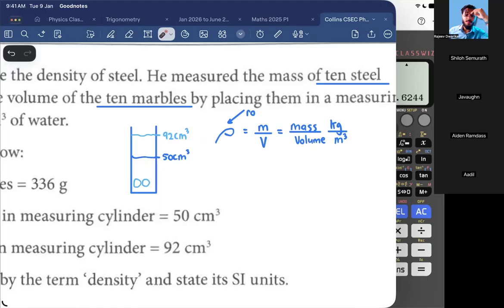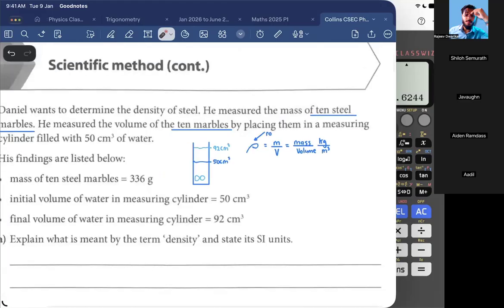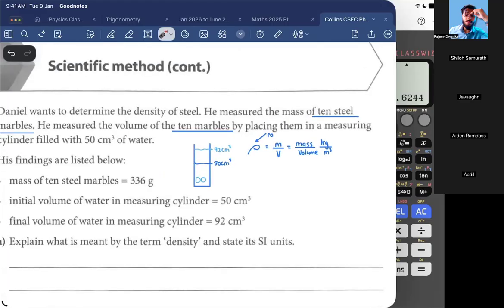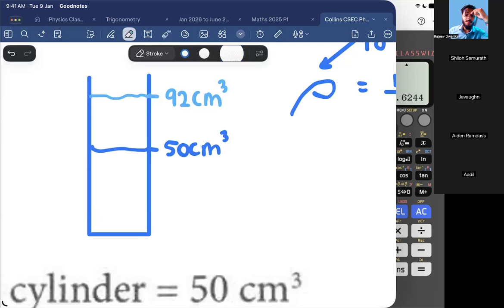Yes, sir. Now Adil, is that the volume for one ball, I mean one marble, or tell me. That is the volume of 10 marbles. So the volume of one will not be 42. Let me make it correct.